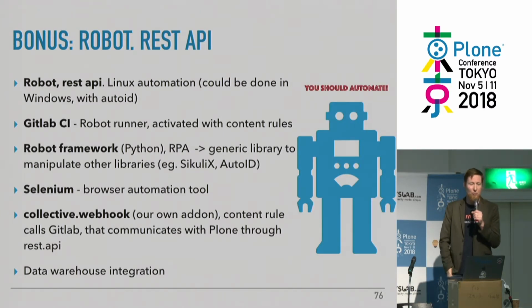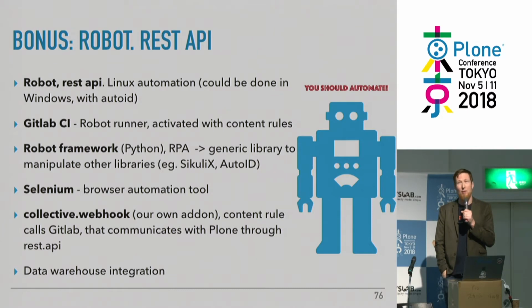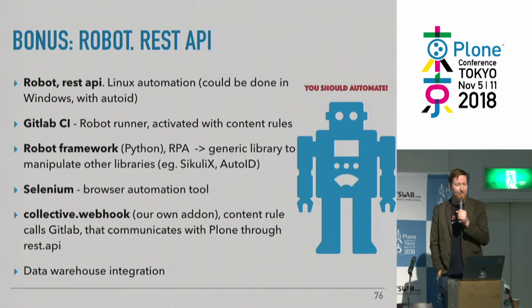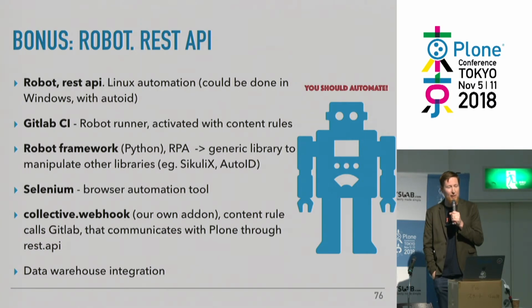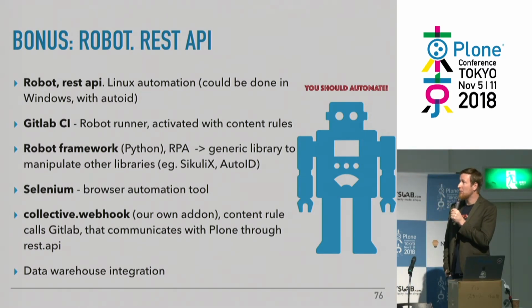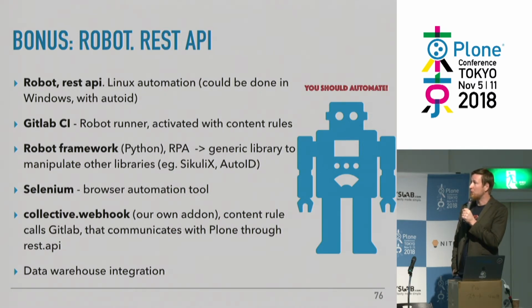And as a bonus, we should have another presentation about this whole robot process automation thing that's going on. But basically, we're using Robot REST API with the GitLab CI runner, and then the main thing is done with Robot Framework. We actually checked other automation frameworks also, but the Robot Framework works well, and we know it. Then there's the Selenium browser automation tool, and then the Collective Webhook.